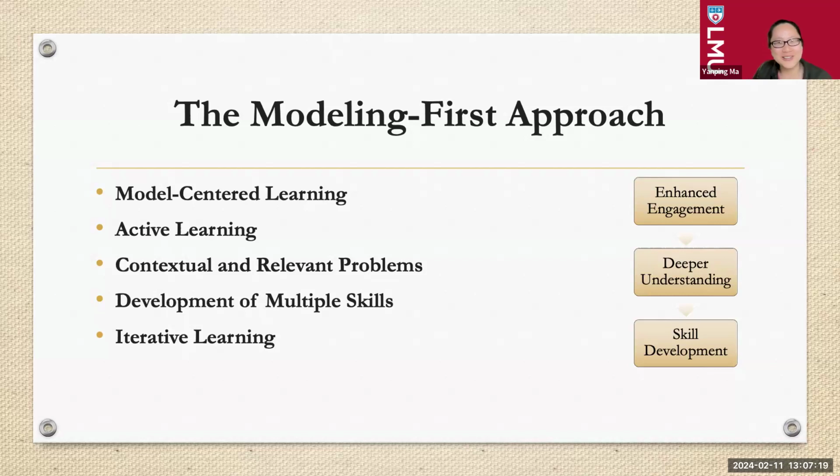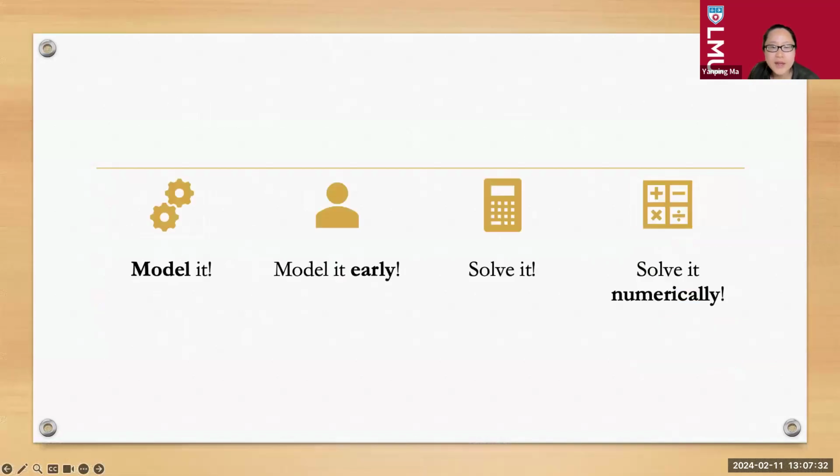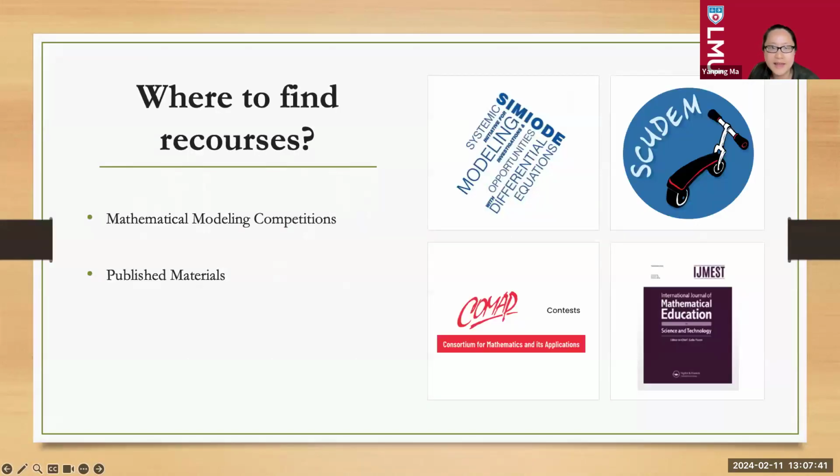My list of five here on the left is actually the answer I got when I asked ChatGPT why we should do a modeling first approach. Those are the answers ChatGPT gives me. But for me, I think the most important part is the three items on the right side, which is my deepest feeling. Anyway, my opinion in general: model it early in the classroom, ask our students to solve it, and solve it numerically, not by hand.